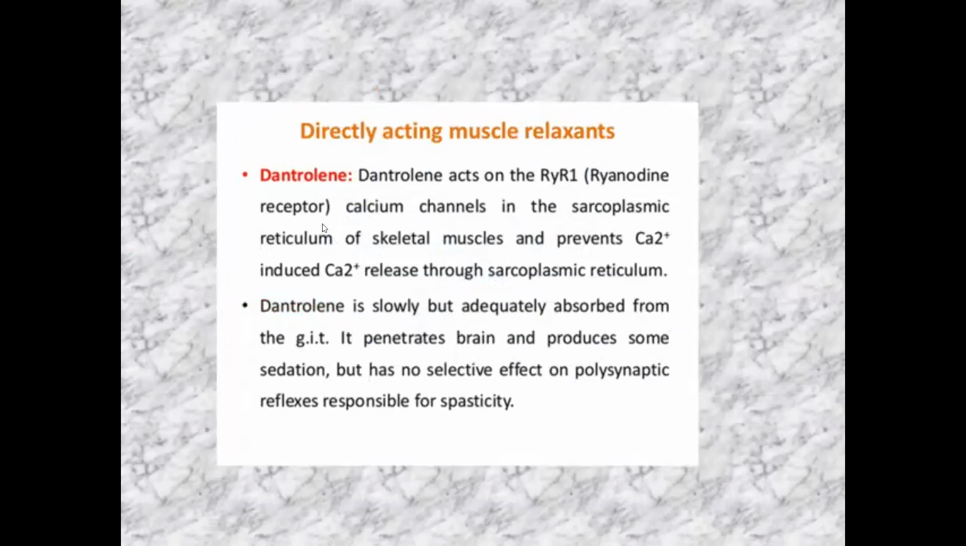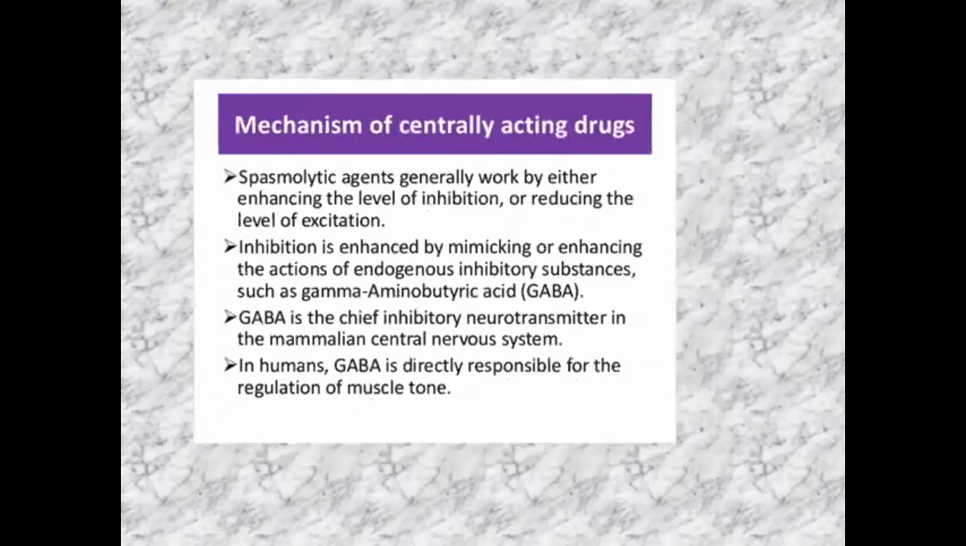Next, you have to know the directly acting muscle relaxant, that is dantrolene. This is the only drug which acts directly to reduce muscle tone. Dantrolene acts by reducing calcium entry, mainly acting on the calcium channel. Dantrolene is well absorbed from the GIT and it can penetrate to the brain and produces some sedation. So again, you have to know the overall mechanism of centrally acting drugs.